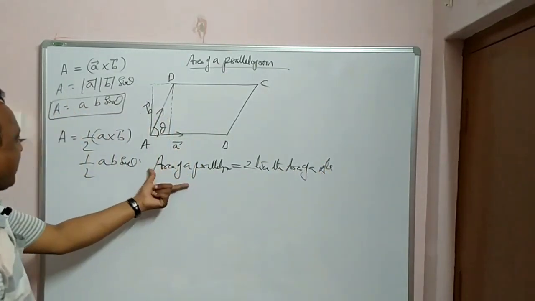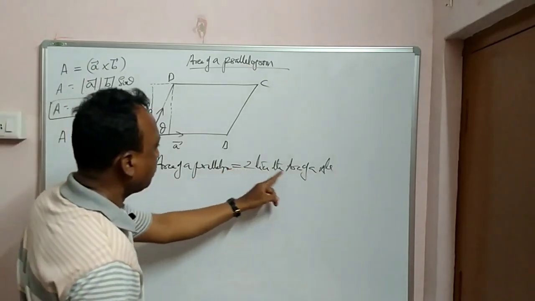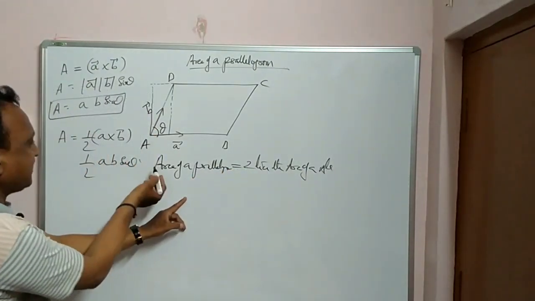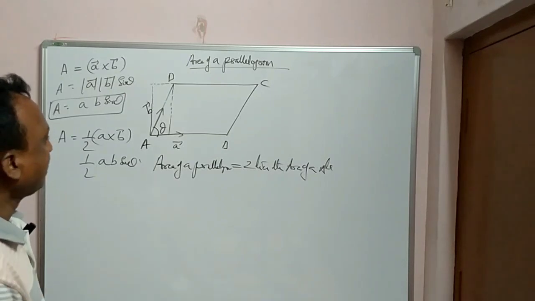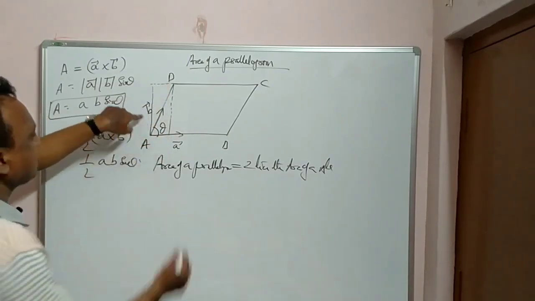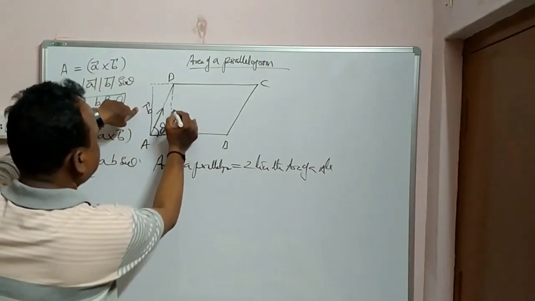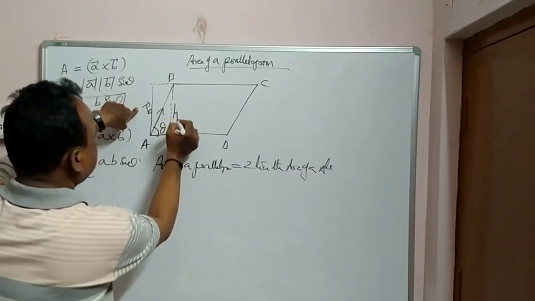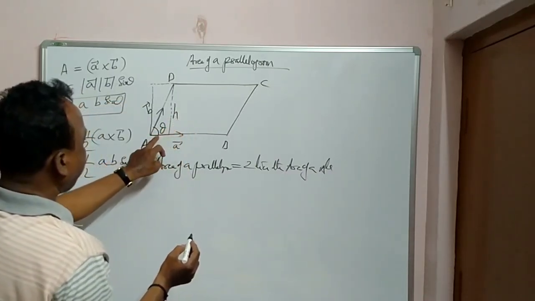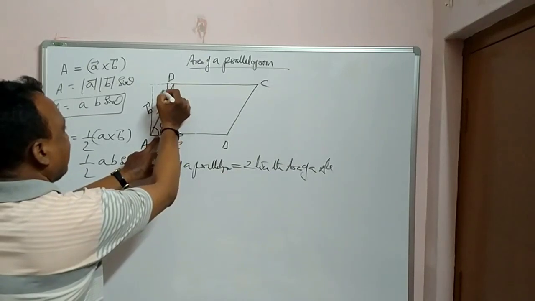Area of parallelogram, that is A cross B, is equal to 2 times the area of a triangle. If you multiply by 2, the 2 will cancel and you will get AB sin theta. How did you get that one? You can see here, this is the height. How to get the height here? The angle theta here, this is theta and this is theta.